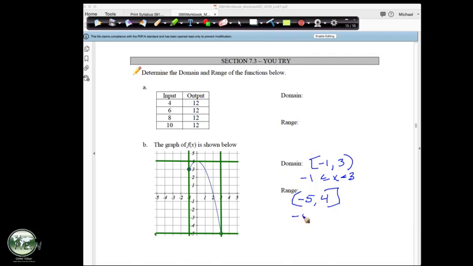Okay, so it's -5 less than y less, oh sorry, just less than, sorry, my words. I wrote it correctly, but I said it incorrectly. -5 less than y less than or equal to 4. Okay.